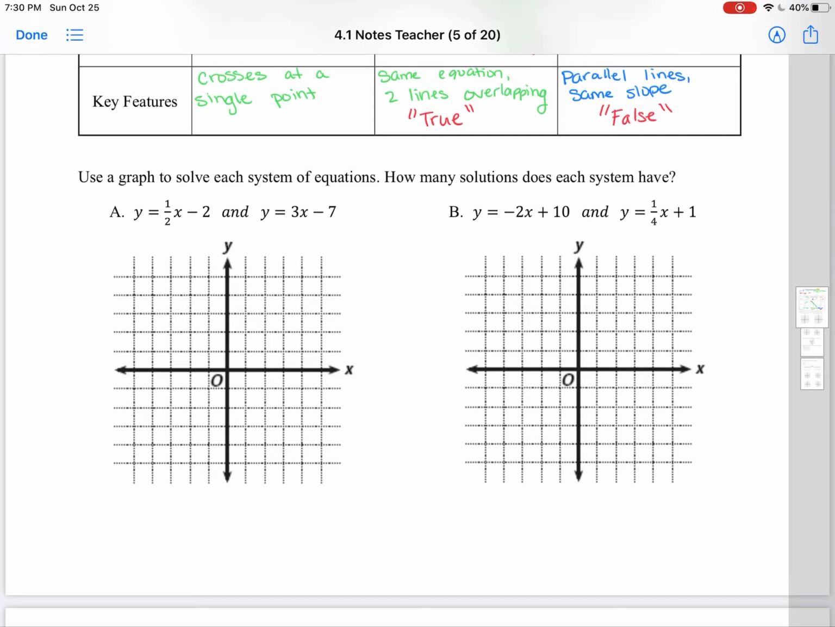So we got a few examples here. The equations are not given to you on your paper, so please write those down right now. Just focus on A. We will go and talk about B here shortly. So for A's function, we have y equals 1/2 x minus 2. And we have another function, y equals 3x minus 7.